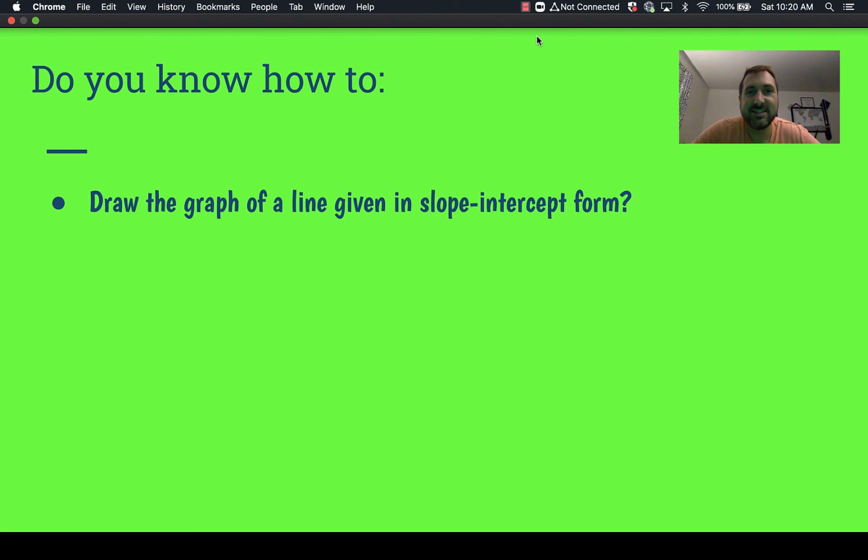So after this lesson, do you know how to draw a graph of a line that's given in slope-intercept form? If you're not sure about this one thing, go back and rewatch some of the examples to see if you can deepen your understanding. And that's the end of lesson 8 on graphing from slope-intercept form.